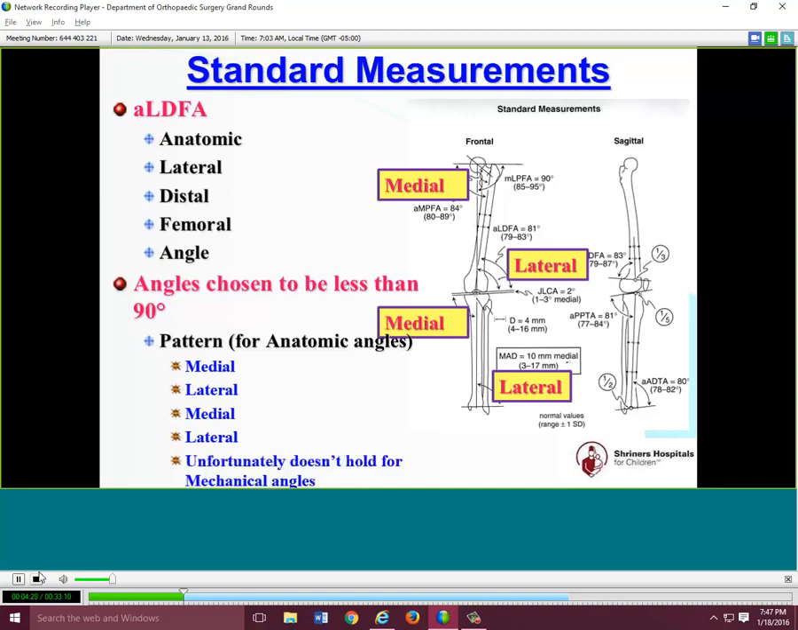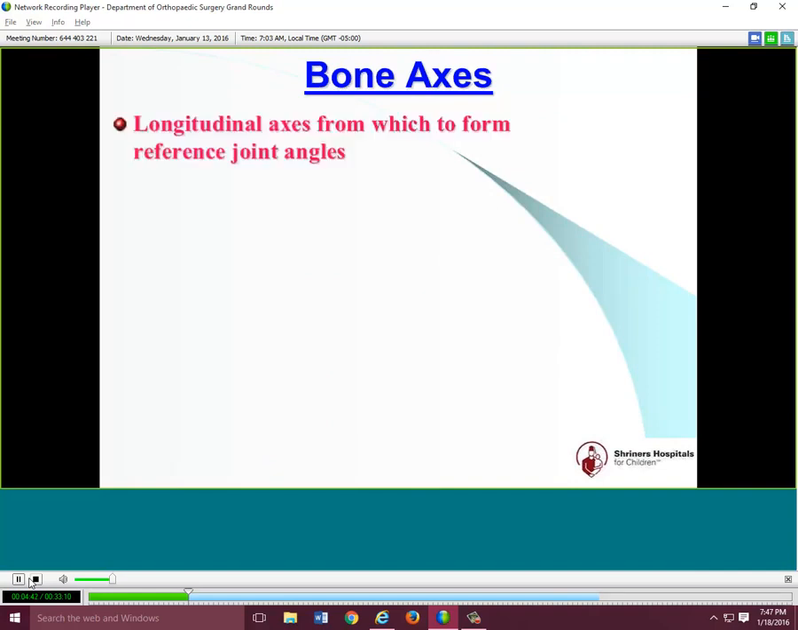Unfortunately, this doesn't hold up for the mechanical angles, and that was just a choice they made. The lateral proximal femoral angle for mechanical is 90 degrees, so they could have gone either with medial or lateral, and unfortunately they chose to make that a lateral as well. So it kind of throws off my little pattern there.